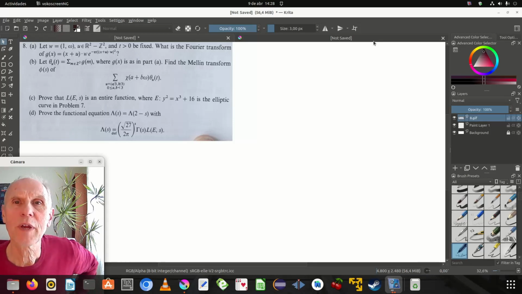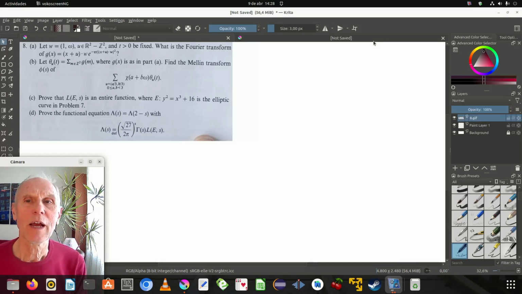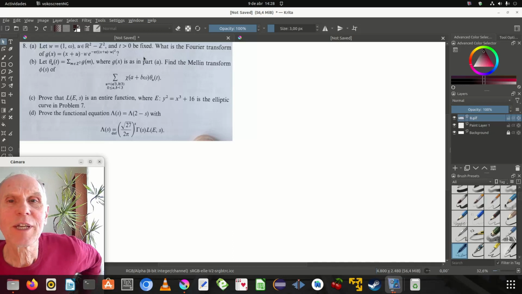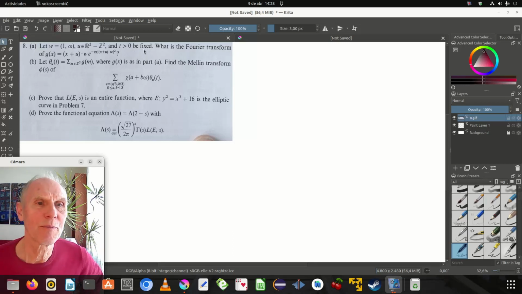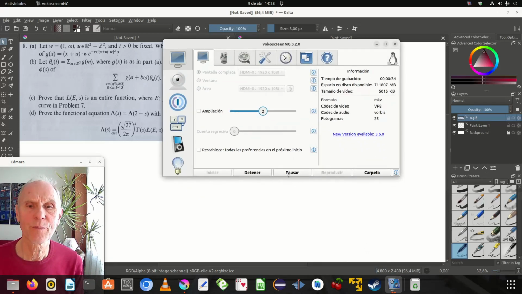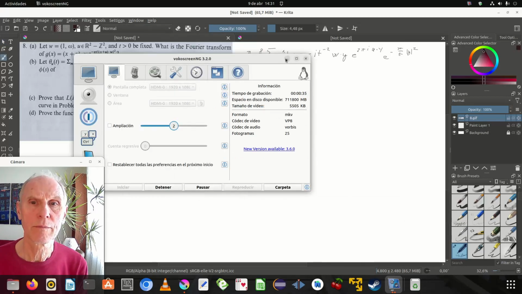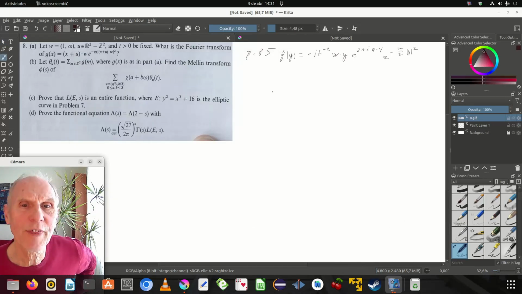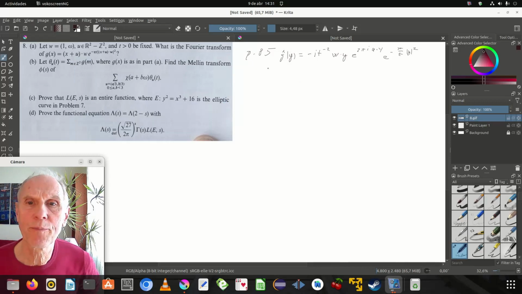Hello, 9th of April. I just wanted to get started on the last problem of the section. And you can see how fast I can do it. This Fourier transform, I think, already is in the text. So I'll just pause and try to find it. It was there on page 85.